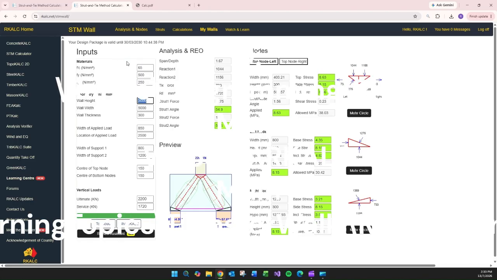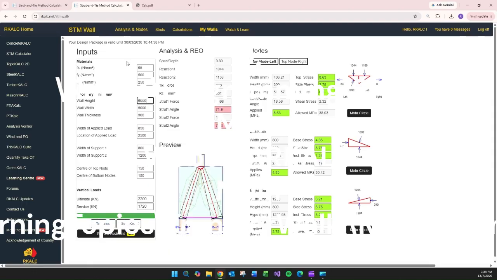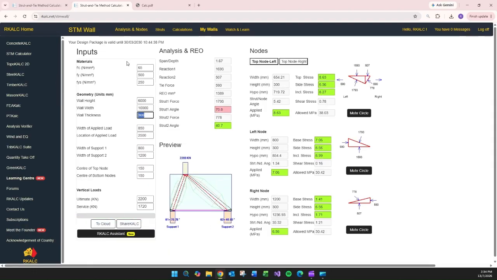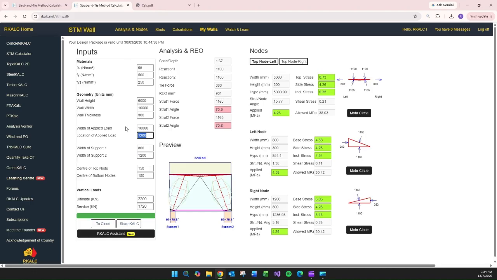The wall height is, if we call it 6 meters, the span is 10,000, and start with the 300, for example. You've got 1200, the width of the columns. Now width of support. Now width of applied load actually is width of the wall, and location is center of the wall. So that is the loading, essentially. If that becomes, let's say, 5 meters wide, it goes less.